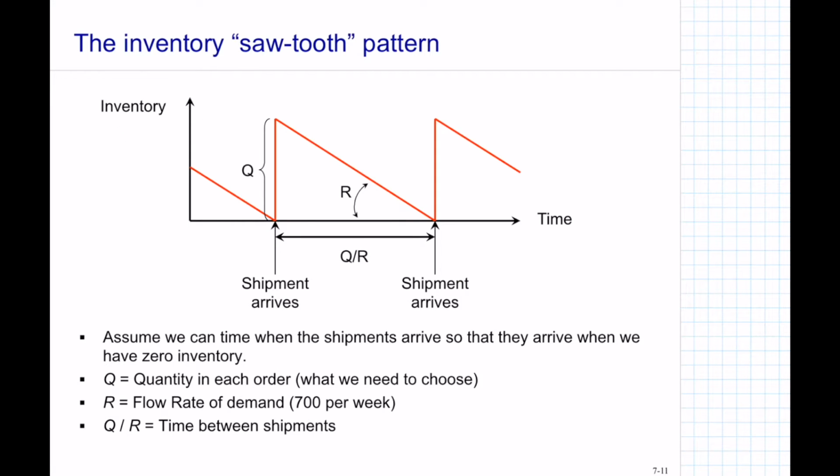Let's say we decide to time the arrival of our shipments to a situation when the inventory level reaches zero. When we are ordering from an outside supplier, generally when the shipment comes, we'll have this kind of pattern where suddenly our inventory level rises from 0 to Q, and then gradually it decreases based on the demand rate. And again, when the inventory reaches 0, we order Q items. So Q divided by R gives us the time between shipments. Q is the quantity that we order, R is the demand rate.